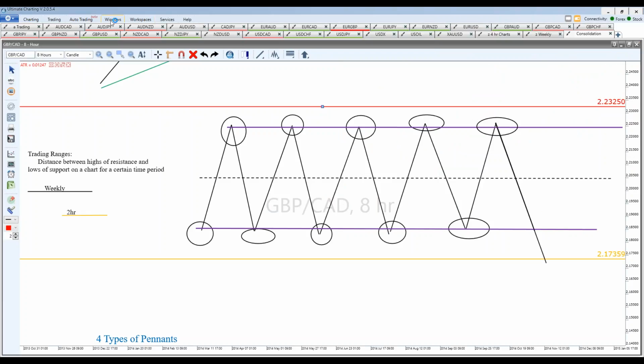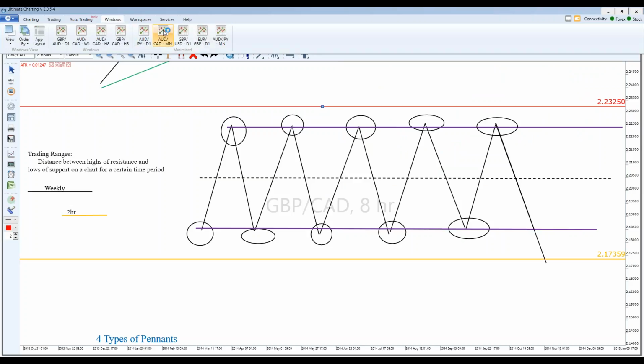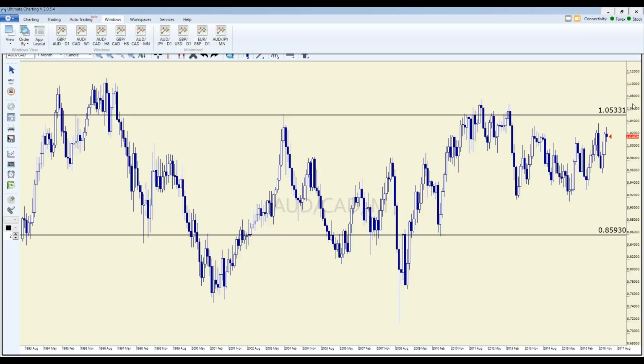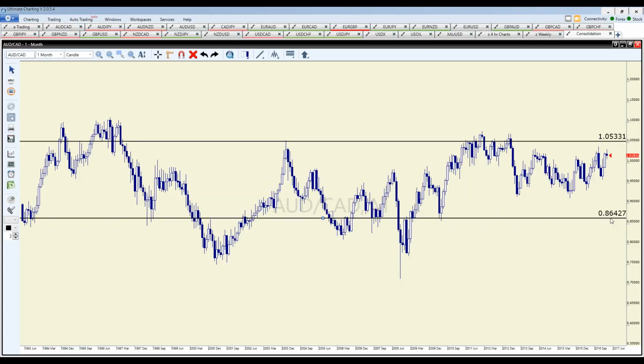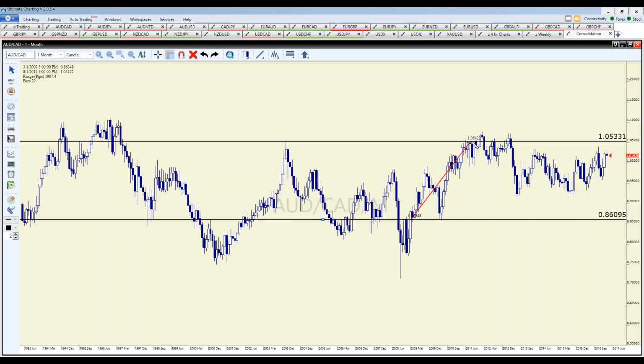And if I go to, let's say, the Aussie CAD, that is also one where we can find this. And here you find that consolidation. Resistance near 105.30 and support near 85, let's say 86. So how much does that represent as an opportunity? Going up 1900 pips.